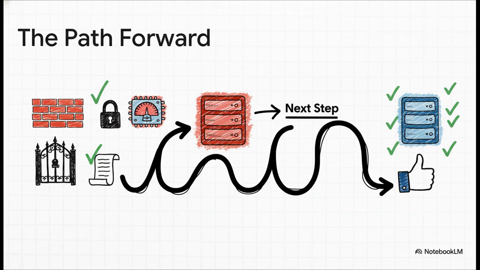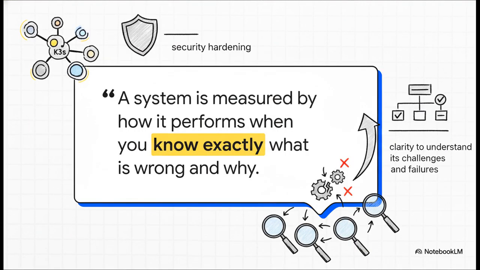So what does all this mean? Well, we've successfully hardened the cluster against threats. That's a huge win, but the journey's not over. Now the new mission is to make the system not just secure, but also stable and efficient for the long haul. And that means tackling this resource problem head-on. And really, that's what this is all about. A truly great system isn't one that never has problems. It's one that, when things do go wrong, gives you the insight and the clarity to know exactly what's happening and why. That deep understanding, that's the real sign of a production-ready cluster.